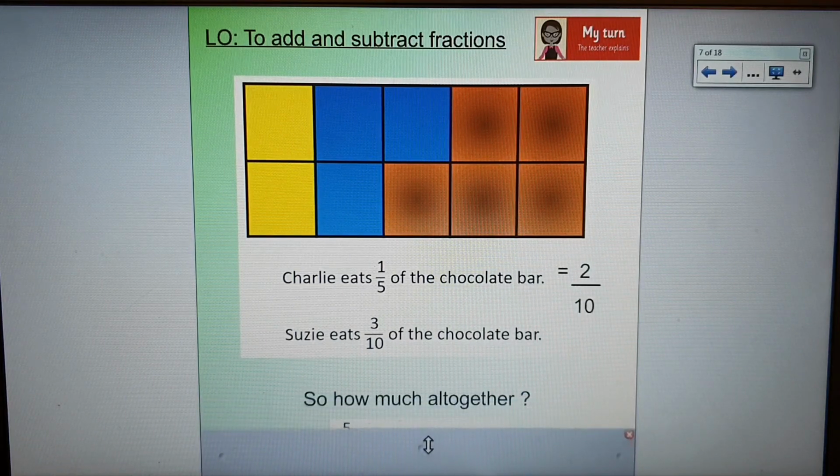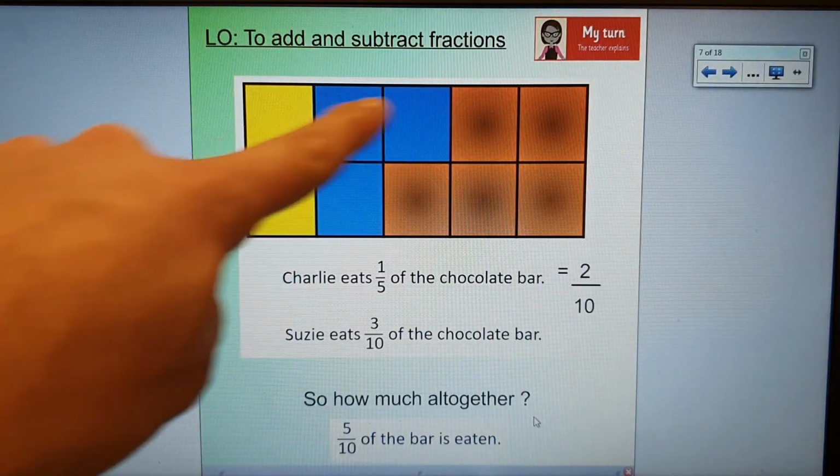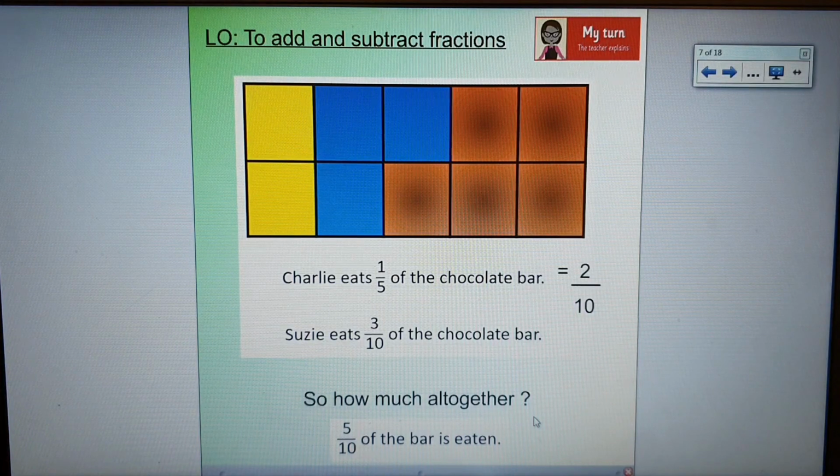So how much altogether? And hopefully we've seen that 5/10 of the bar is eaten. I wonder if anyone knows what an equivalent fraction of 5/10 is. Can you actually see how much of this chocolate bar has been eaten? Yeah, well done. It's half of the chocolate bar. So you could actually call that a half.